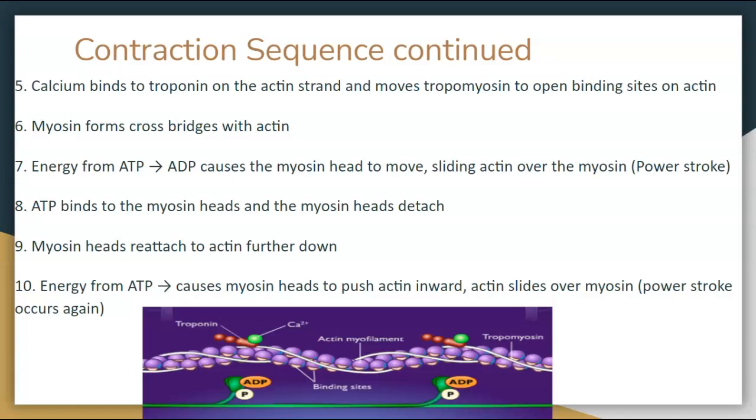Once they are pulled all the way in with that energy, myosin heads detach and then reattach to actin further down and continue pulling the actin inward. This actin slides over myosin. This power stroke happens again, and it happens again and again until the muscle is contracted totally. And that is how your muscles contract.